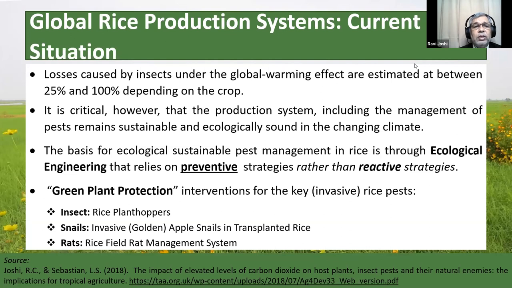So it is therefore very critical that the production system, including the management of pests, has to become sustainable and ecologically sound in the changing climate. This is the basis of ecologically sustainable pest management, which is ecological engineering that relies on preventive strategies rather than reactive strategies. So some of the interventions are bio-friendly or green plant protection methods that we use.